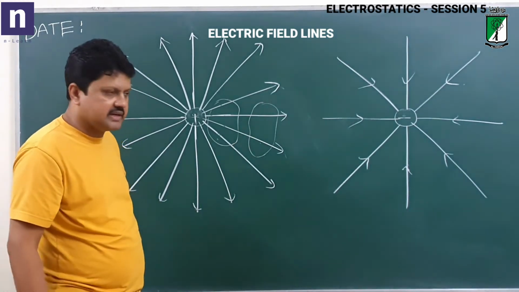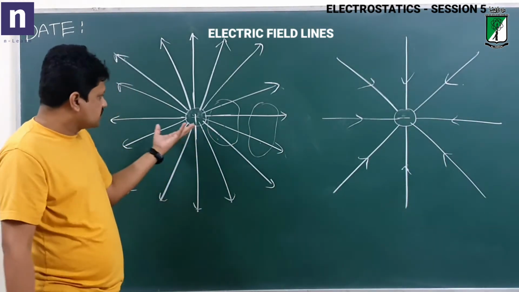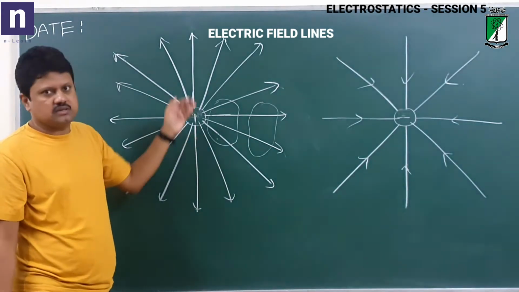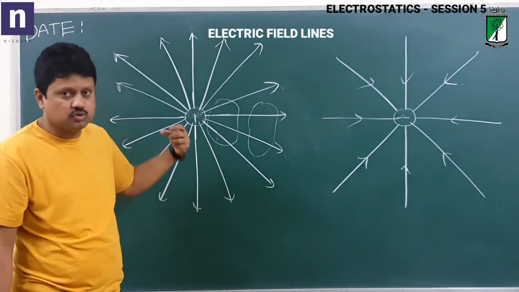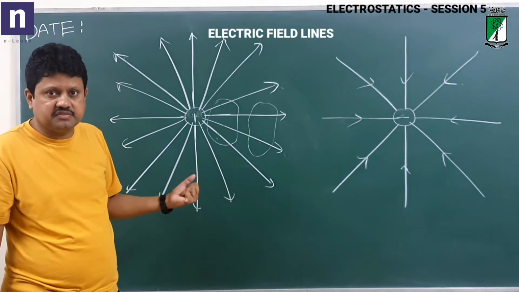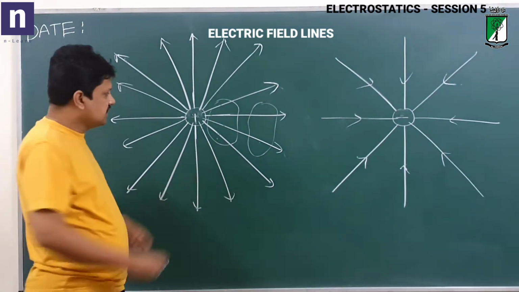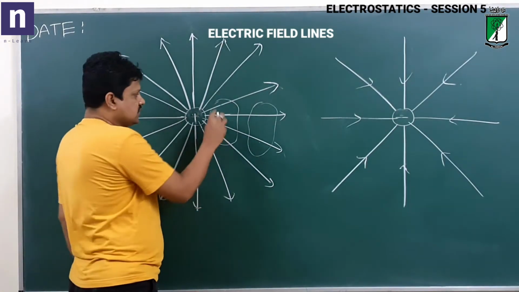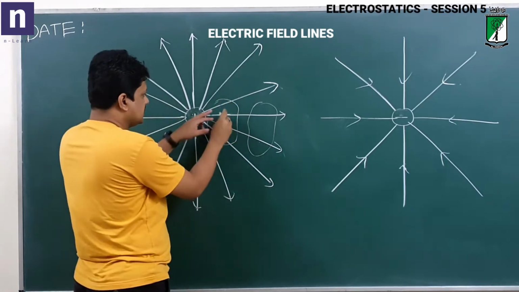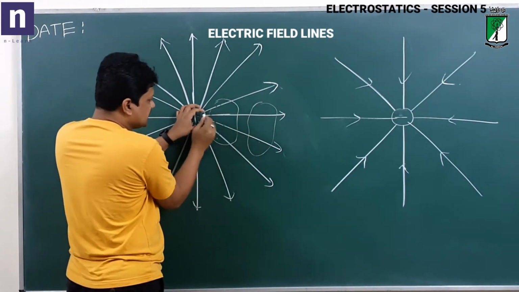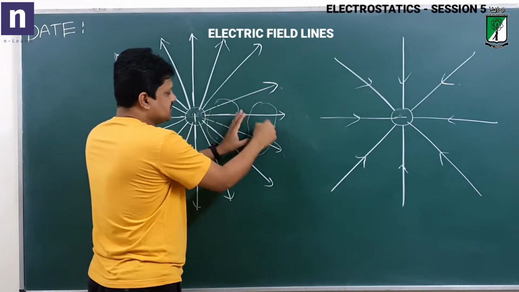But then you may be thinking, what if a student has drawn more number of lines, or another student has drawn less number of lines, then how do you get the density, the strength of the field? Very simple. You draw as many lines as you want. You can see that closer to the charge, density is more. Away from this charge, density is less.